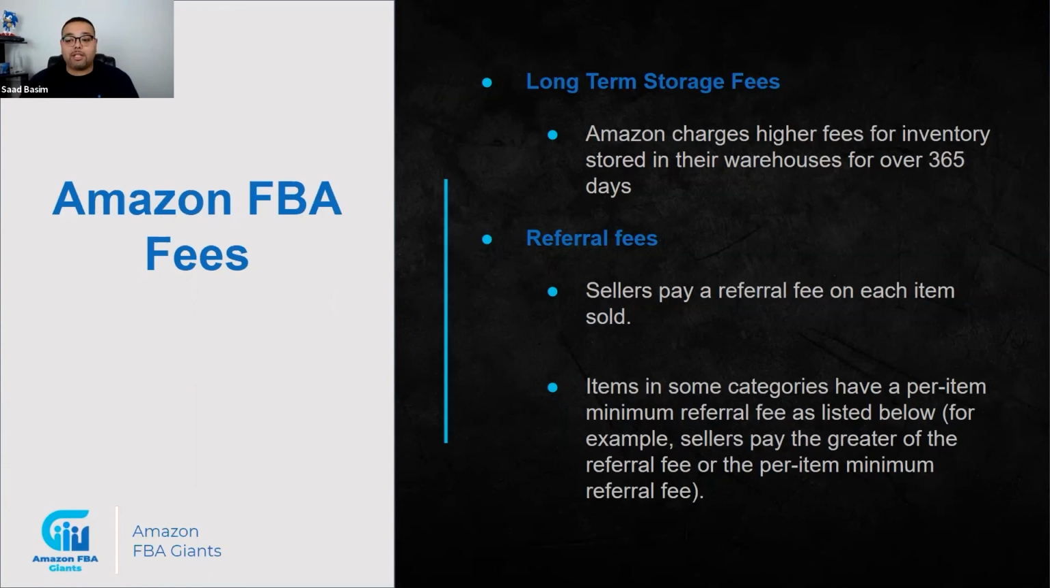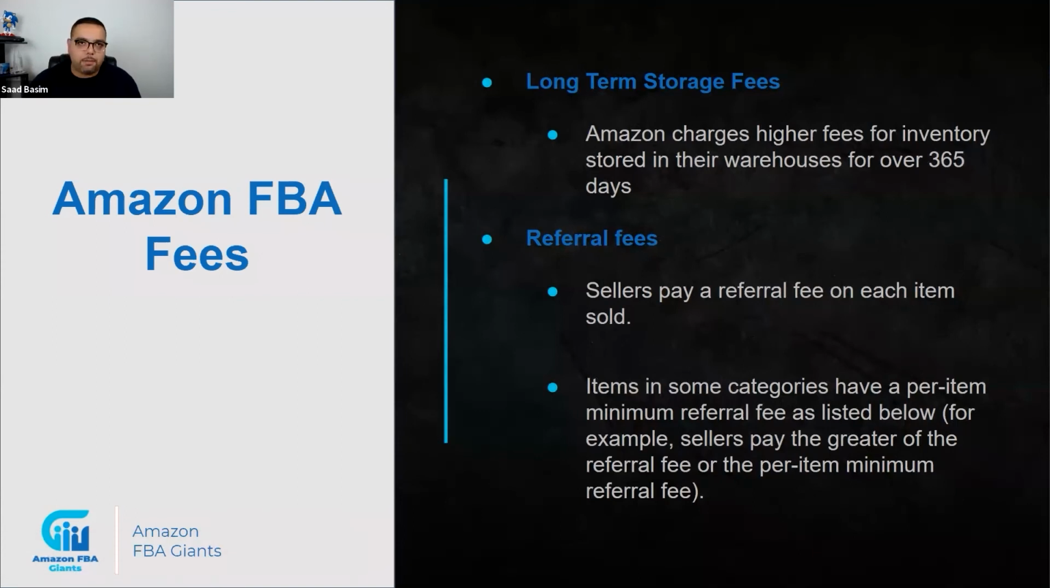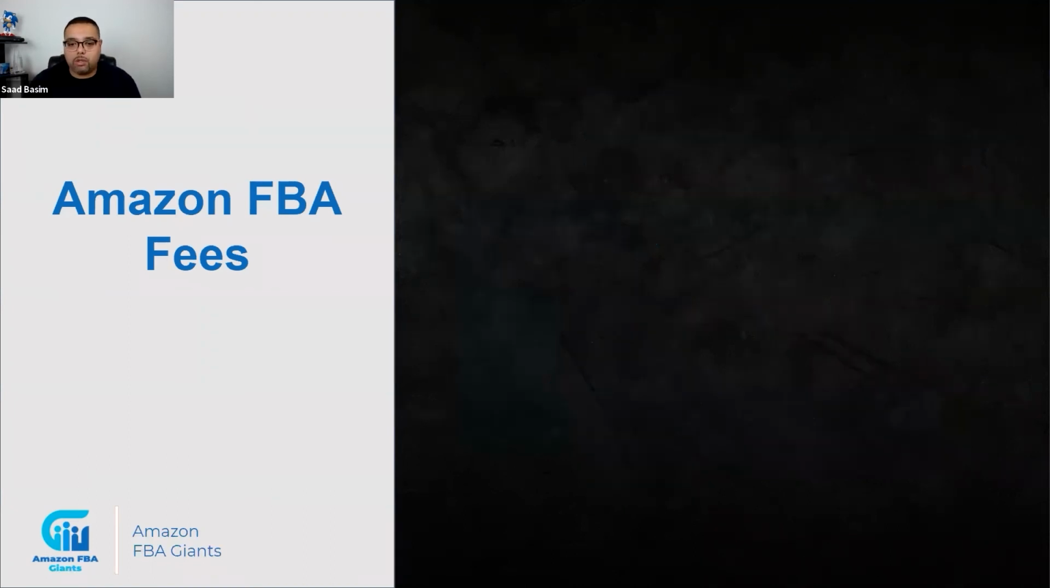Now, items in some categories have a per item minimum referral fee as listed below. For example, sellers pay the greater of the referral fee or the per item minimum fee. So regardless of the product, if I say 15%, and this product maybe sells for $1, Amazon's not going to take 15 cents on it. There is a minimum specific fee that you need to look at. The best way to look at these is using Helium 10 or the Amazon FBA calculator, which I'm going to share with you and show you how to use. Most of you know how to use it, but let's go over it again.